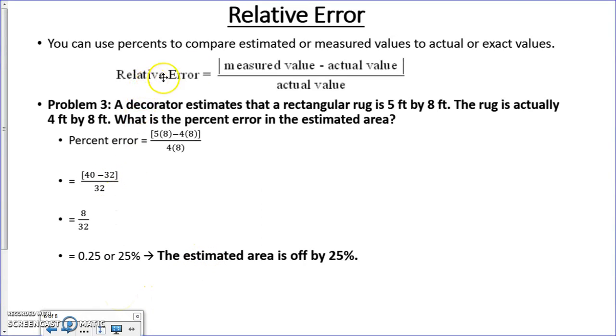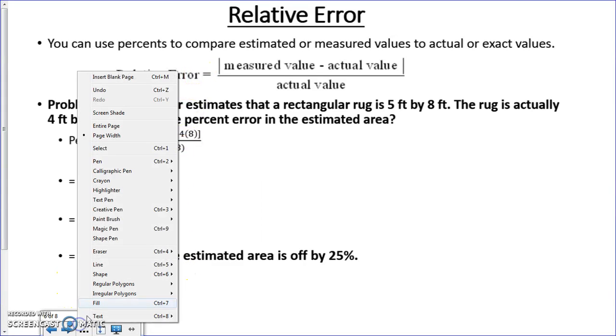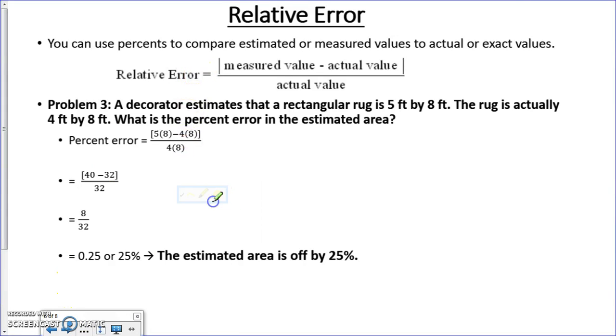Percent error is just relative error expressed as a percent. So here, the decorator estimates that the rug is 5 feet by 8 feet, but the rug is actually 4 feet by 8 feet. So the measured value would be the 5 feet by 8 feet. The actual value is the 4 feet by 8 feet. Now, I couldn't find the absolute value symbol, so these brackets mean absolute value for this problem. So you just plug in everything. Measured value, 5 feet by 8 feet, 5 times 8, minus the actual, 4 times 8, divided by the actual.